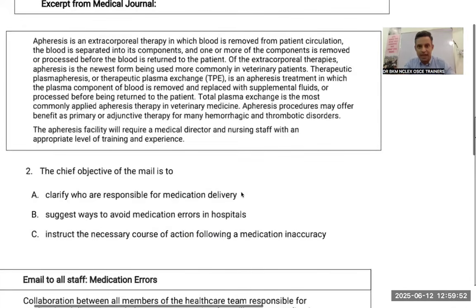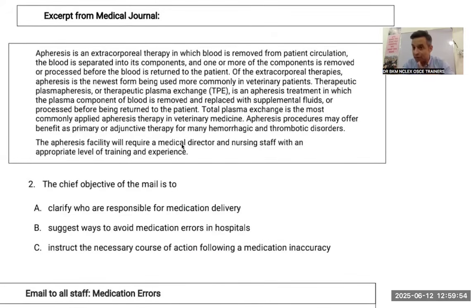Okay, apheresis. Now we always have to remember the question. We read the question, then the paragraph. The question was, it is currently being used, present continuous. Okay. Apheresis is an external therapy in which blood is removed from the circulation. Blood is separated into components. One or more components is removed and the blood is returned to the patient.